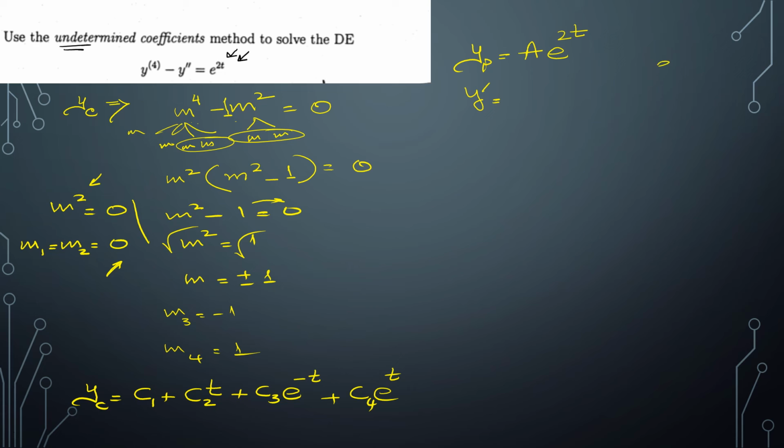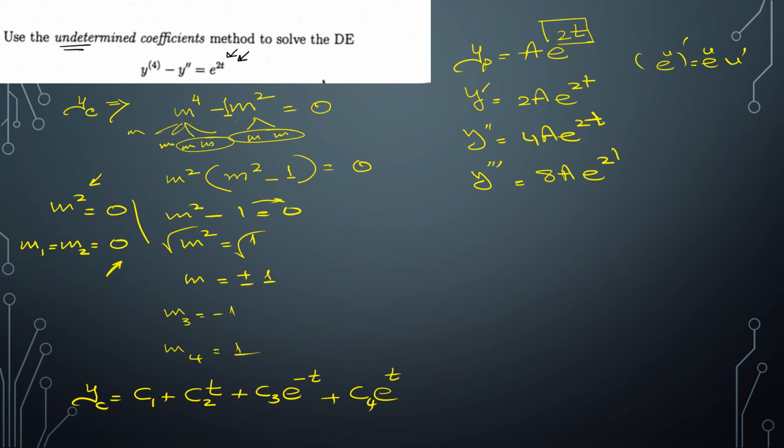Here we will use the formula: the derivative of e to the power u is e to the power u times u prime. Your u is 2t, so the derivative of 2t is 2. So we will have 2a e to the power of 2t. Then y double prime will be 4a e to the power of 2t. The third derivative will be 4 times 2, 8a e to the power of 2t. And if you take the fourth derivative, you will get 16a e to the power of 2t.